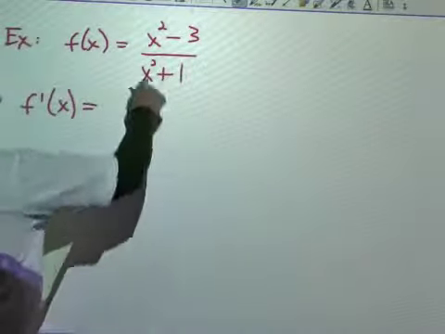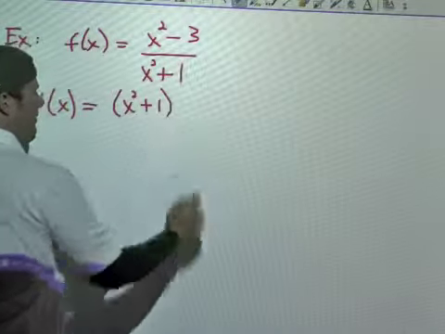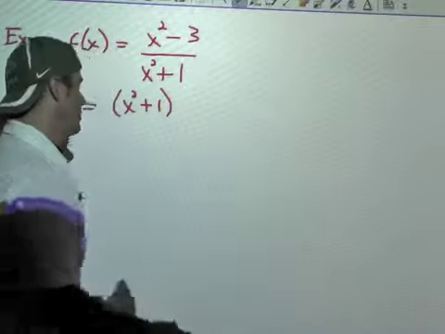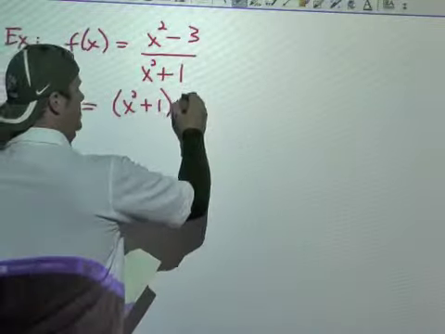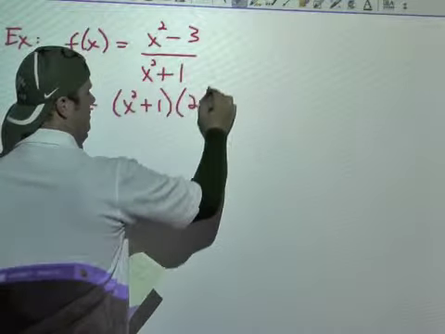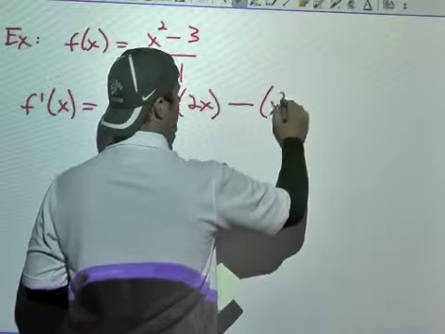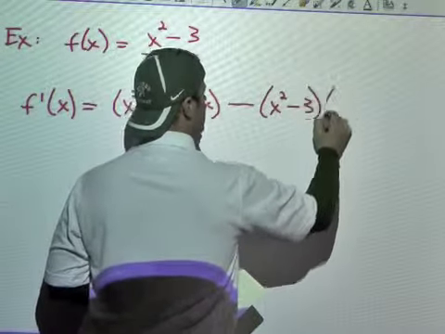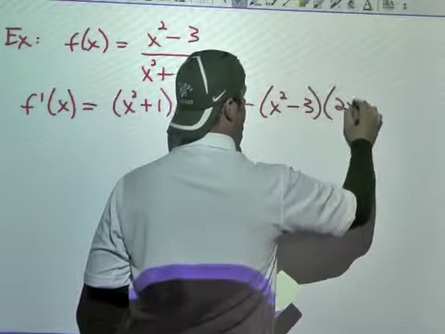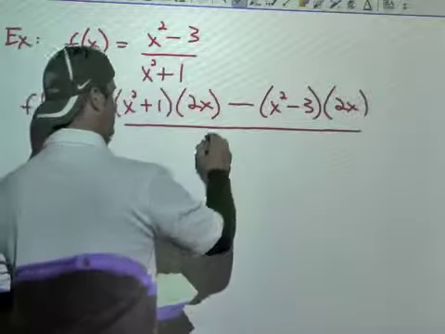So using the quotient rule, we take the bottom function, (x squared plus 1). Now notice I'm putting these in parentheses because it's more than one term. That's really important to remember. So bottom times the derivative of the top. Derivative of the top function is 2x. Minus the top function, (x squared minus 3), times the derivative of the bottom, which is 2x. All over the denominator squared.